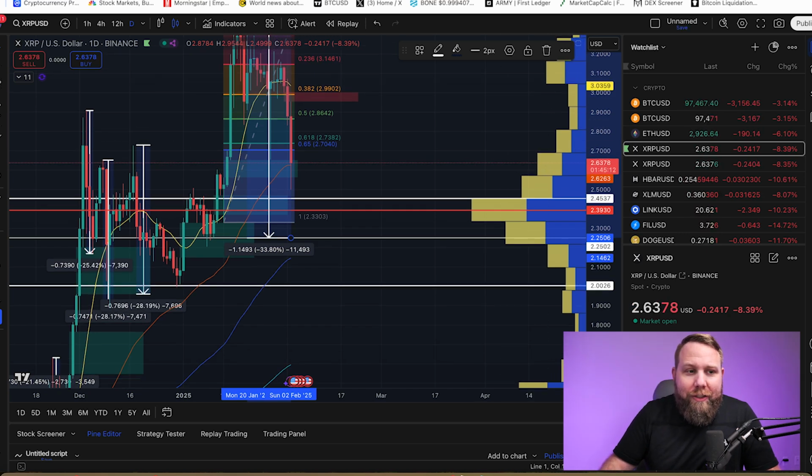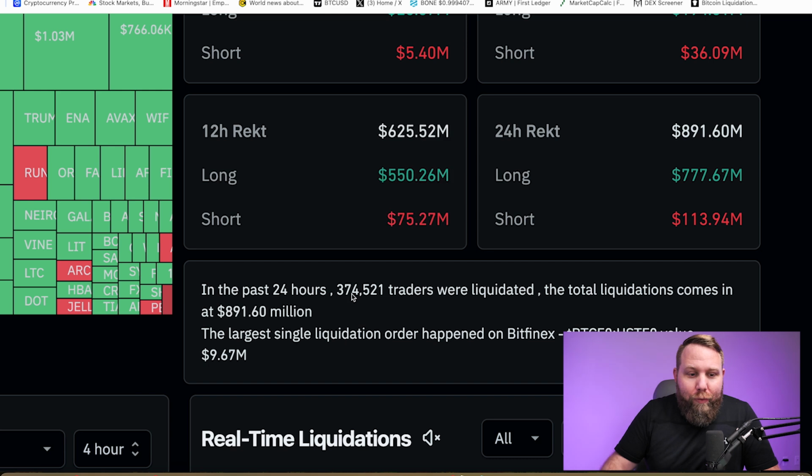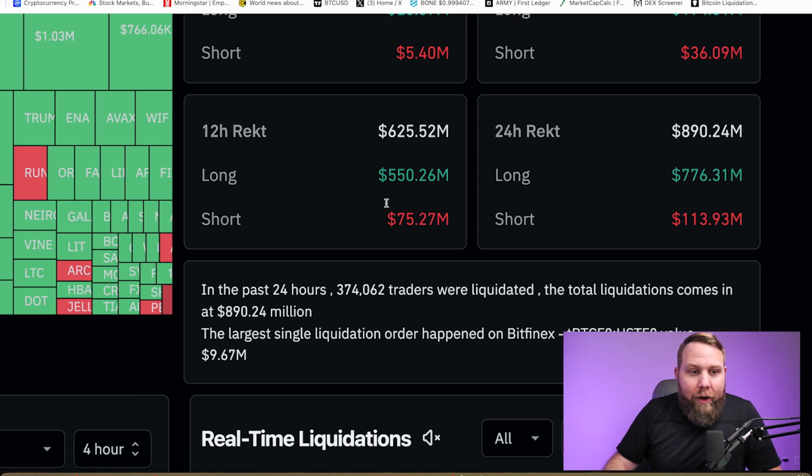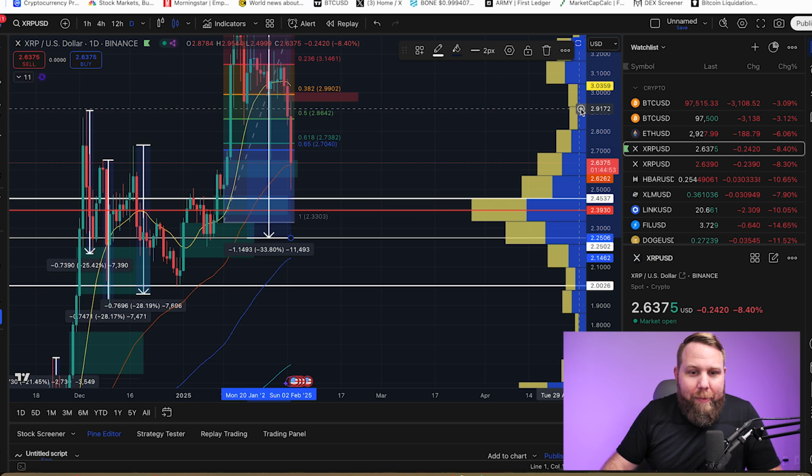A lot of liquidations out there on the market, as you can see right here. Roughly 374,521 traders have been liquidated over the last 24 hours, to include up to $890 million. This was actually up into the $900 million earlier today, and a lot of people were getting liquidated across all cryptos out there. So it wasn't just XRP that was coming down, it was the entire market.